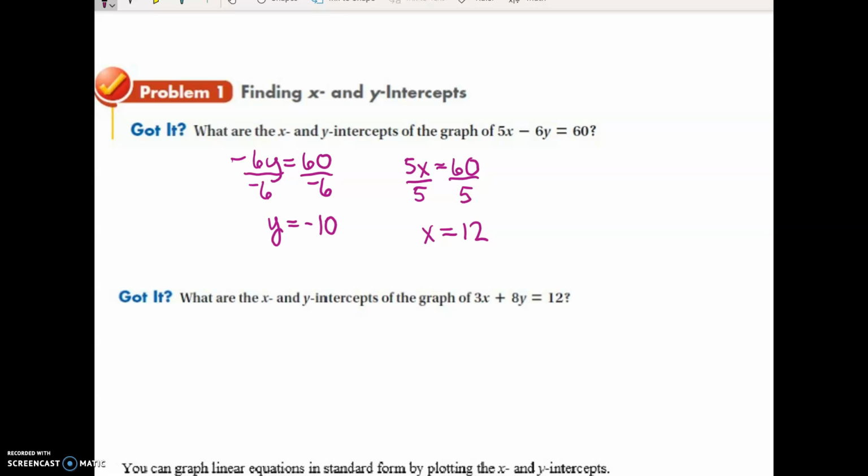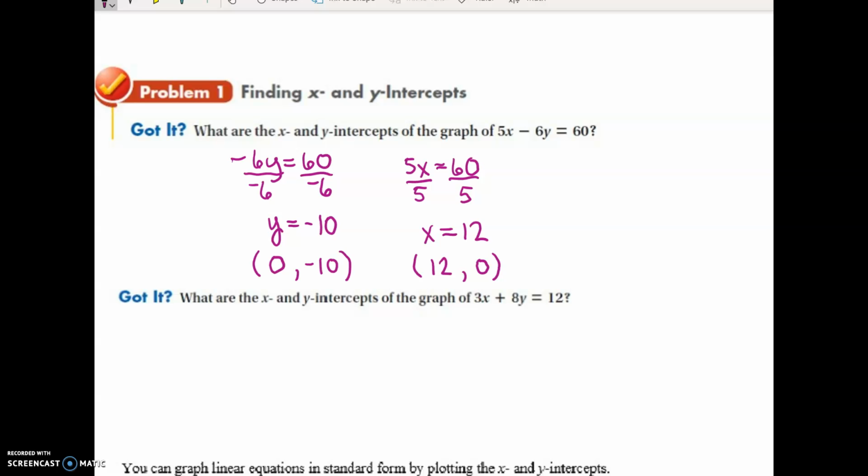So since we plugged in 0 for x to get the y-intercept, I'm going to put 0 for x here and negative 10. So that would be my ordered pair for my y-intercept. And here I plugged in 0 for y. So 0 would be in my y value. So there's my ordered pair for the x-intercept and my ordered pair for the y-intercept.